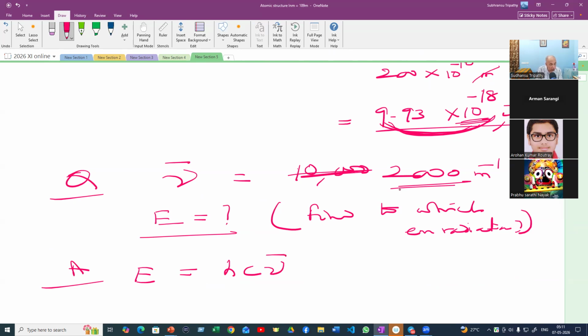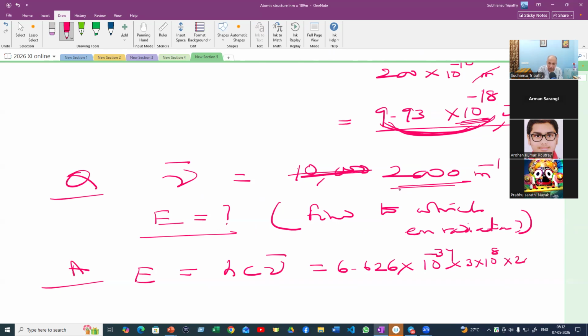E is equal to h nu, E is equal to hc by lambda, or the third one is hc nu bar. So 6.626 into 10 to the power minus 34. Remember, no need to write joule second. When you use the units uniformly, all SI, everything will be cancelled out and joule will be left out. 3 times 10 to the power 8.